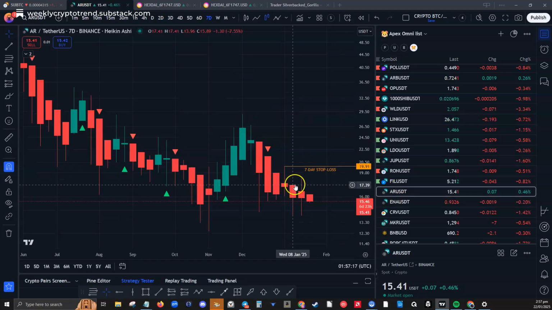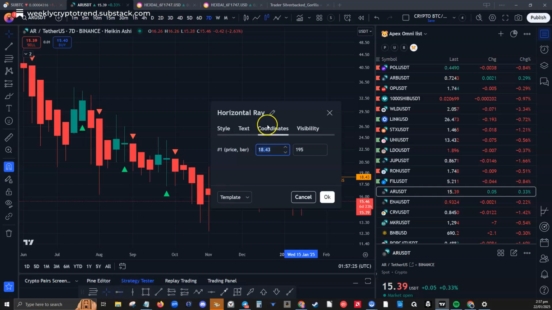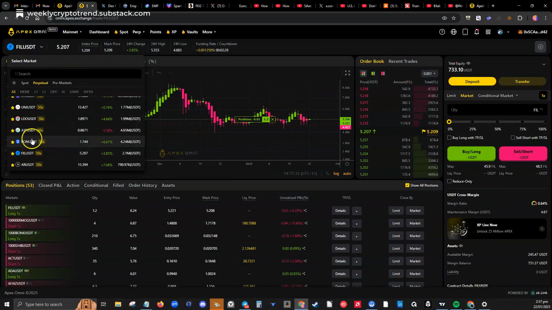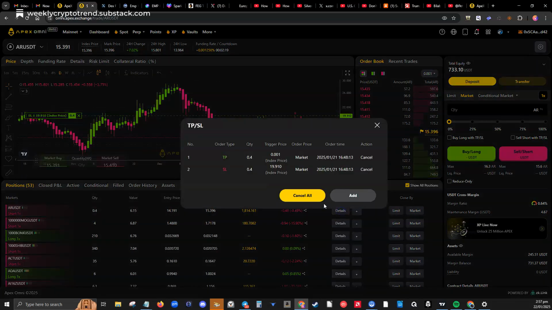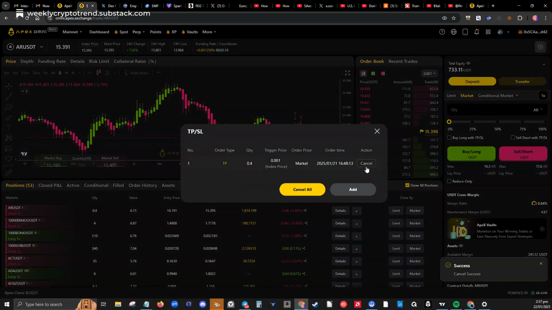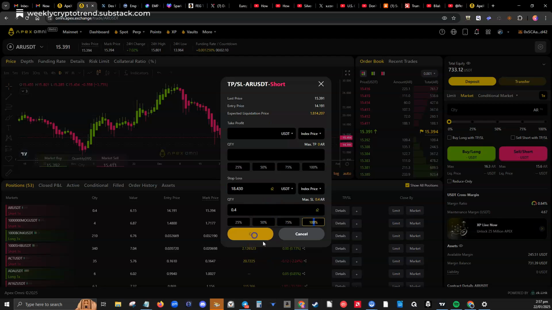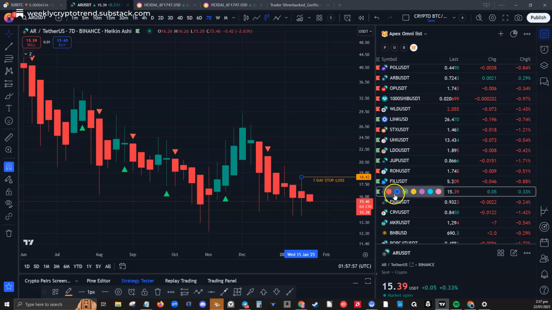AR is the next one. AR is a short. We're going to trail our stop loss down. Get the new coordinates onto our clipboard here. Copy. So AR, current position is there. Just jump in, stop loss level, cancel that, and then just add the new stop loss level we just worked out to trail it down and hopefully lock in some profits as we go. Okay, that is a current short.